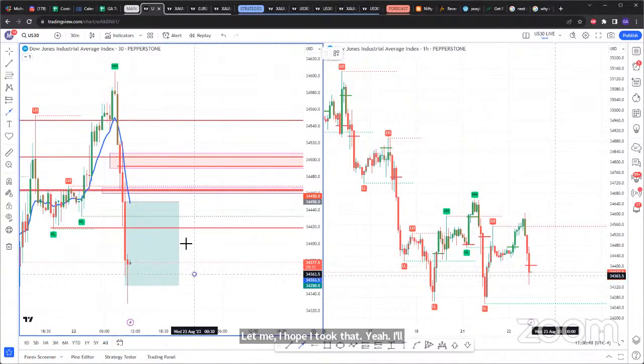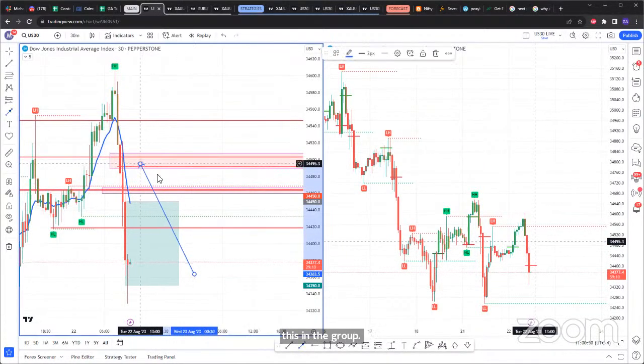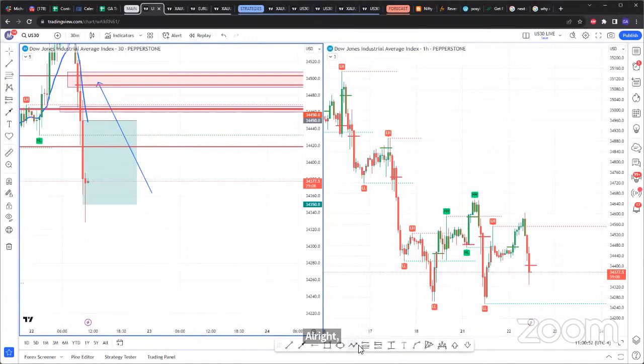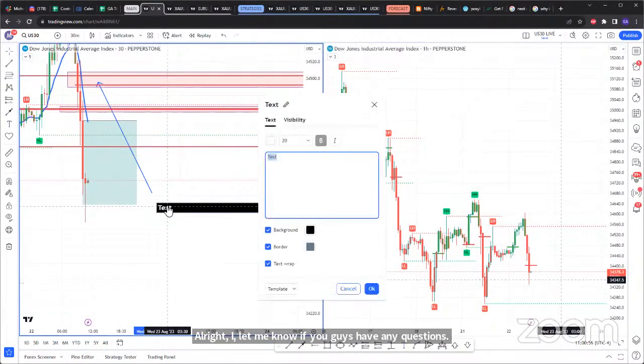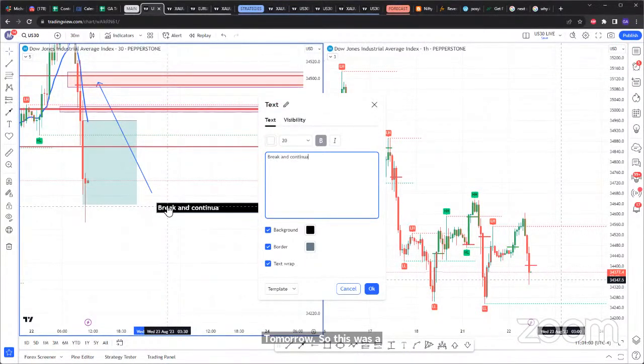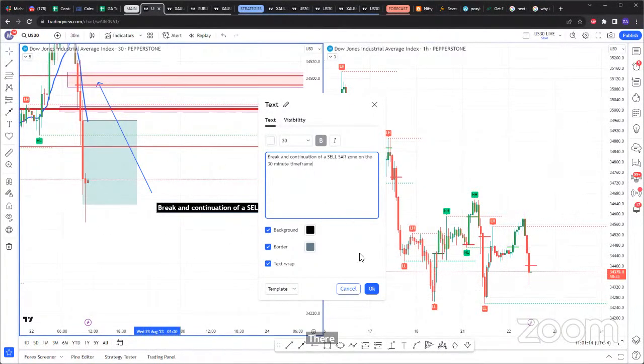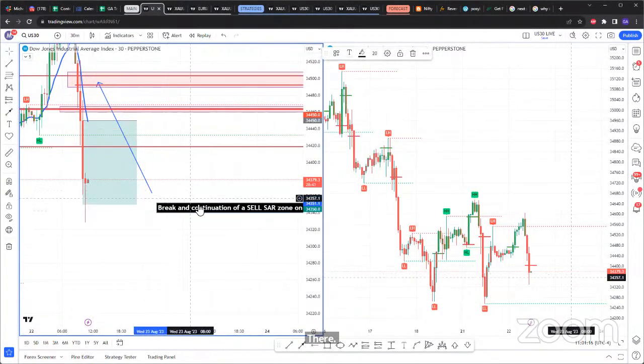Let me know if you guys have any questions, but if not, I will talk to you guys tomorrow. So this was a break and continuation sell on US 30 break. Yes, that was it.